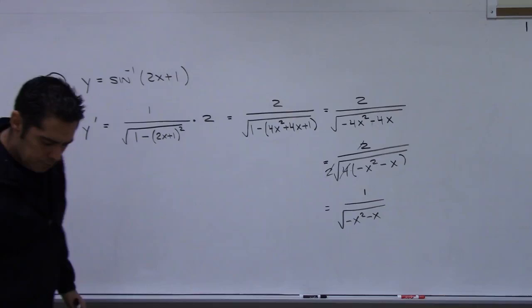All right, where are we? 19. y equals arcsine of 2x plus 1. All right, so we've got some chain rule. The outer function is the arcsine, but the inner function is 2x plus 1. So we'll start with the outer function. The derivative of arcsine of something.